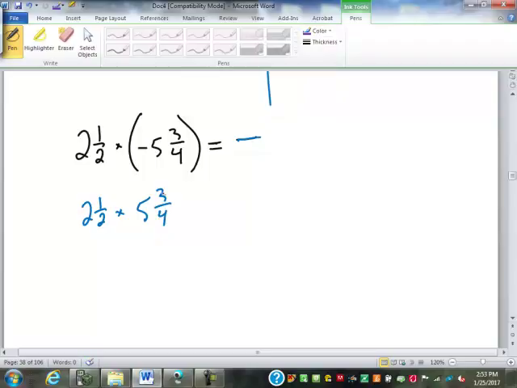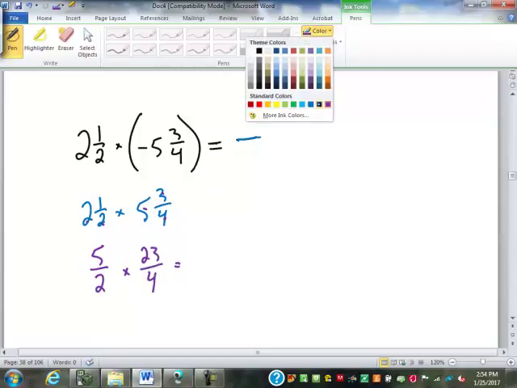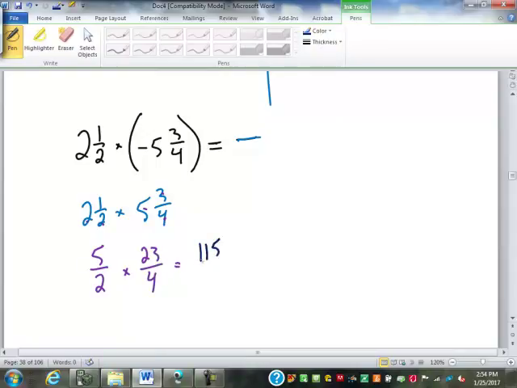So remember, when we're multiplying mixed numbers, we have to change them to improper fractions. 2 times 2 is 4, plus 1 is 5 halves. 5 times 4 is 20, plus 3 is 23/4. 5 times 23 is 115. 2 times 4 is 8. So it's 115/8. Have to split that back into a mixed number.